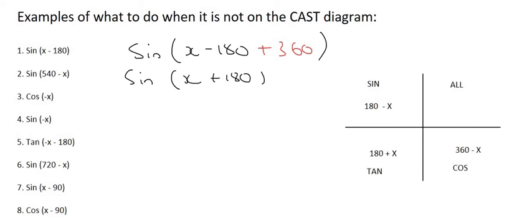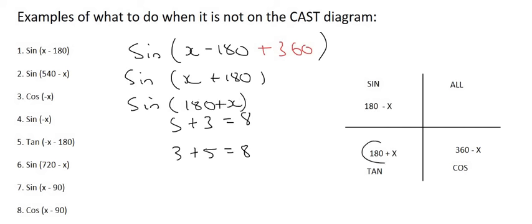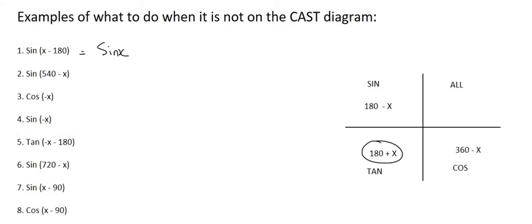Now I know that that doesn't look exactly the same as something on the cast diagram, but in fact it is, because when you are plussing, the order does not matter. I'll show that to you. 5 plus 3 is 8, and 3 plus 5 is also 8. And so the sin of x plus 180 is the same as the sin of 180 plus x, which is something on the diagram. And so we can turn that answer into sin of x. And then because it's in the quadrant where sin is not positive, we'll just put a little minus in the front. And so that one is now complete.